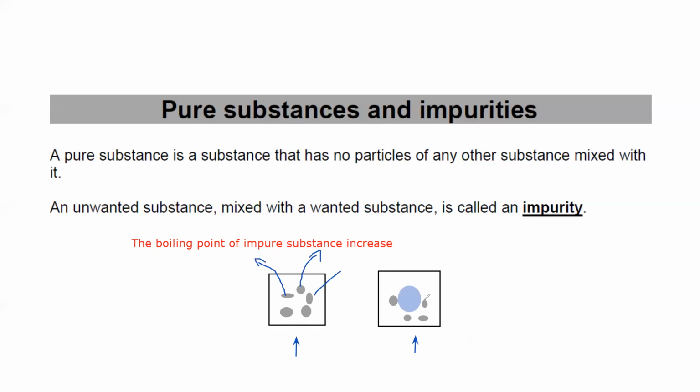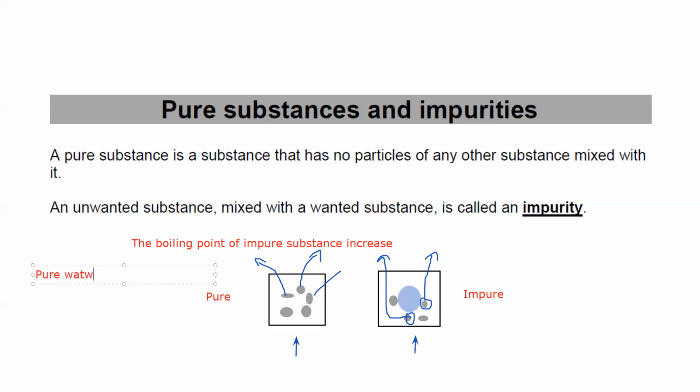But here, when we supply heat energy, the impurity particles do not allow these particles to leave, because the impurities are on them, so they need more energy to move away from the impurity and go out of the substance. That is why when a substance is impure, it will boil at a high temperature compared to a substance which is pure.